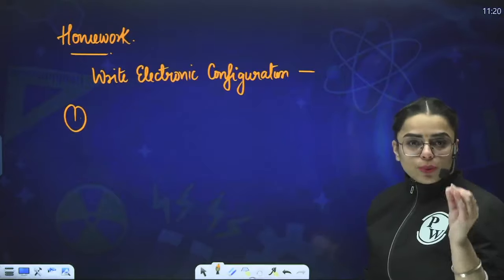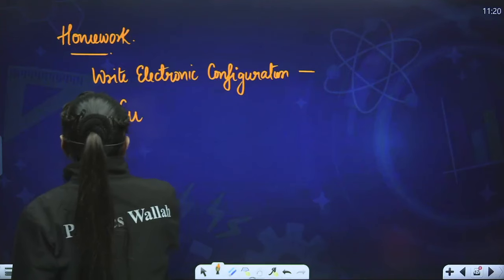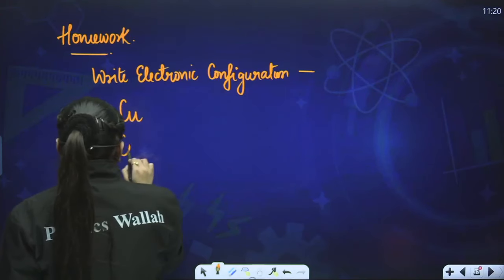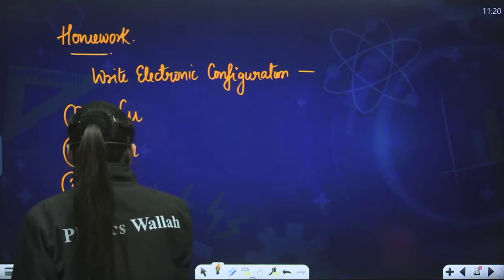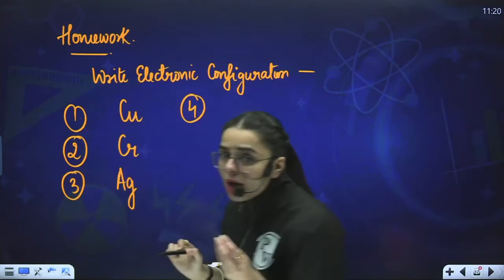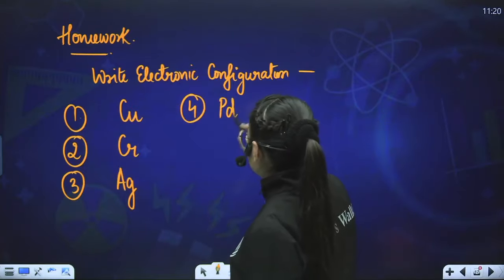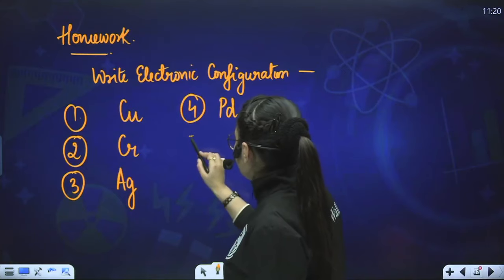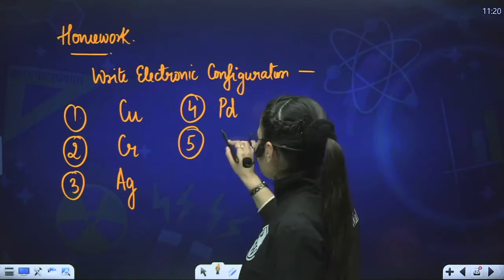Now I'm giving you some questions. I want you all to write them down. You have to write the electronic configuration for Cu, for Cr, that is copper and chromium, and for Ag. I will tell you how to do it. If you feel it's tough, no problem, my dear students, I will let you know. Then for palladium, Pd, and let us write for cadmium also, Cd.